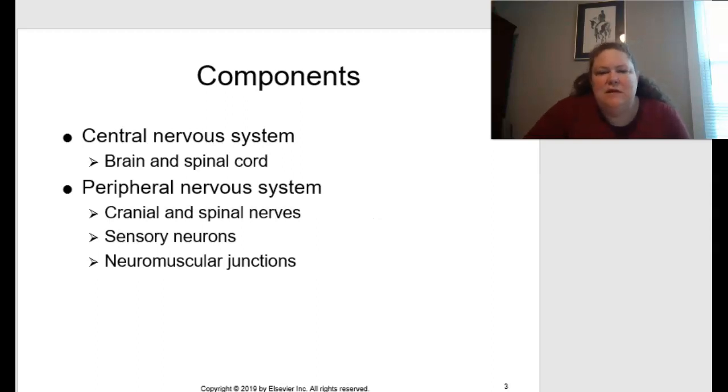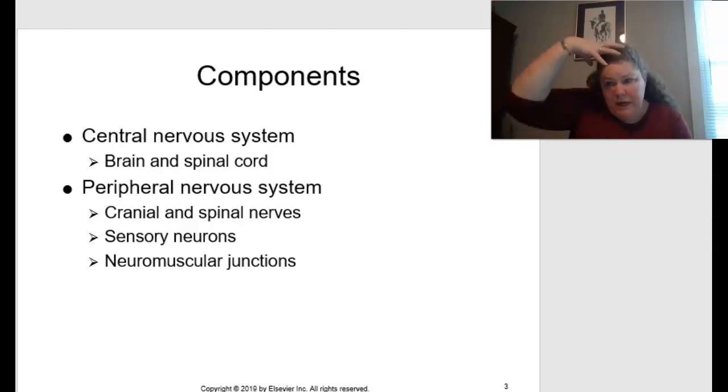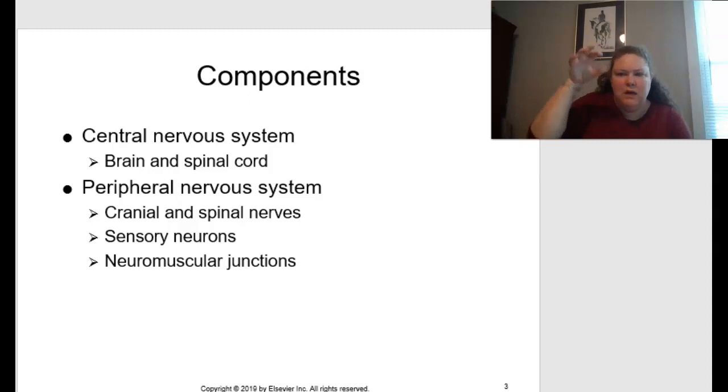So the nervous system comprises the brain and the spinal cord. So the things with nerves, right? Your brain is your central area, and the spinal cord is connected to the brain, and that would be the central nervous system. So think of it in the center, hence central.